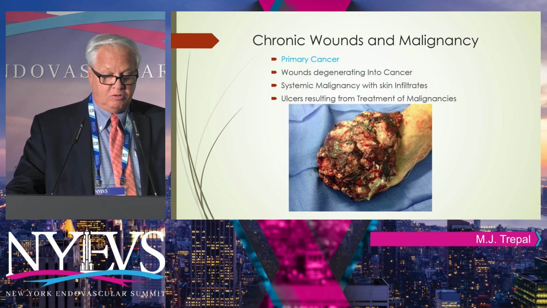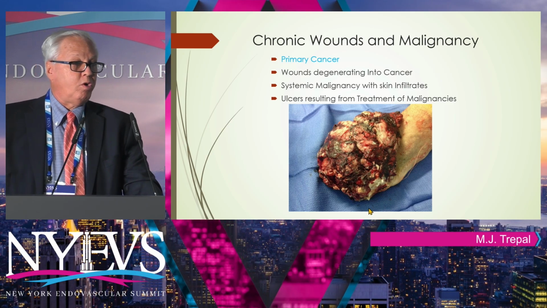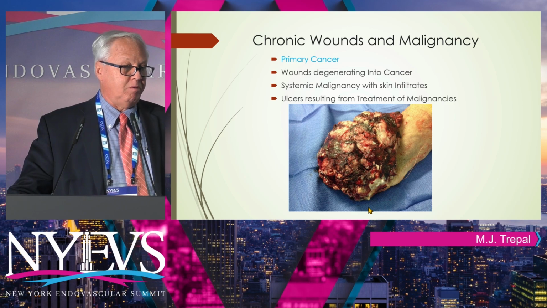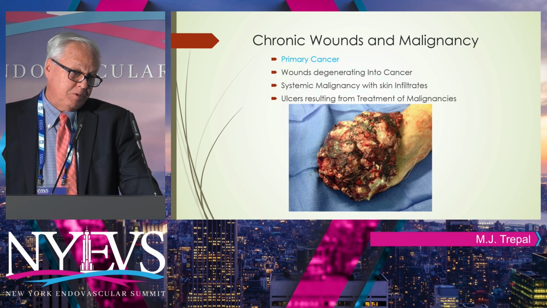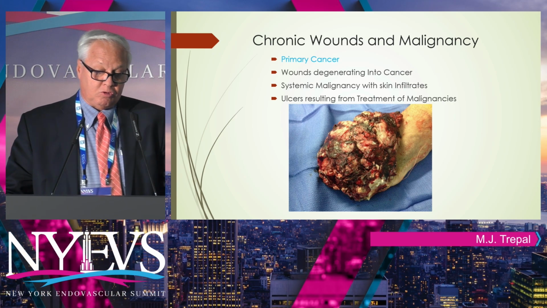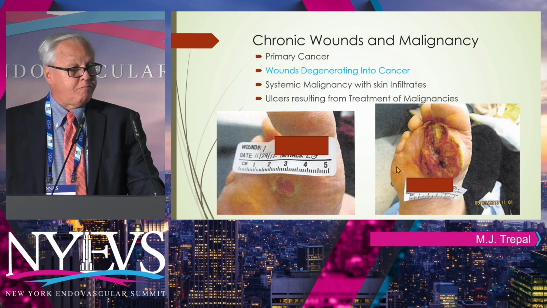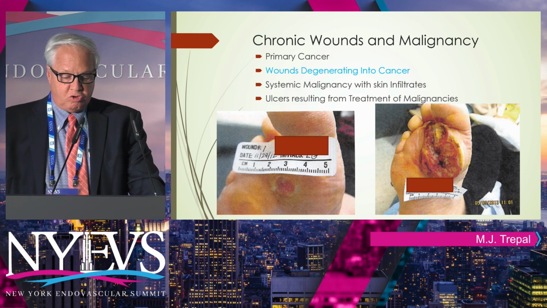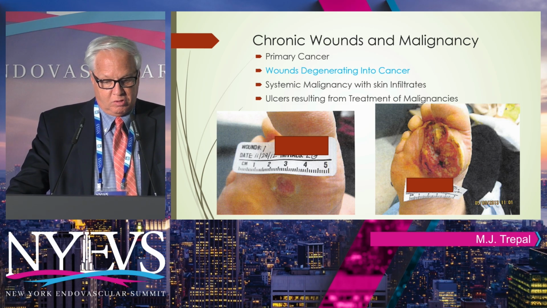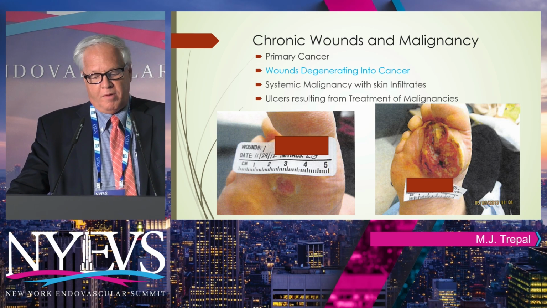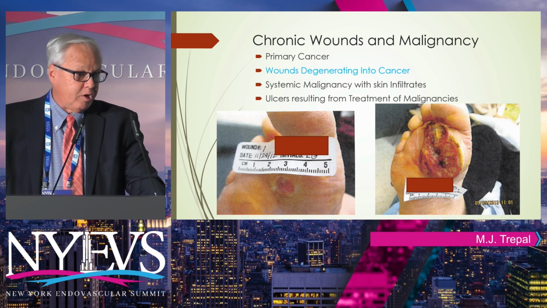Chronic wounds and malignancy, well, it could be a primary cancer. You ask, how could this patient have walked into the emergency room at Metropolitan Hospital, had this lesion on his foot for several months? You ask, how could that happen? But it does. So primary cancers, wounds degenerating into cancer. This, in fact, was a diabetic who was treated for a DFU. Whether it was primarily a squamous cell carcinoma or whether this was a wound that degenerated into a squamous cell carcinoma, we don't know, and you'll never know.